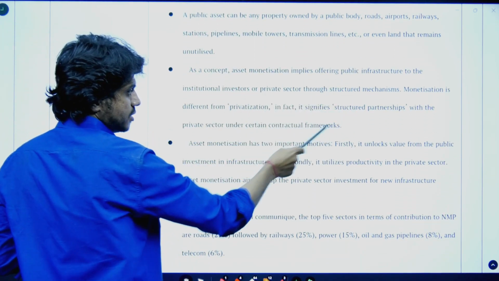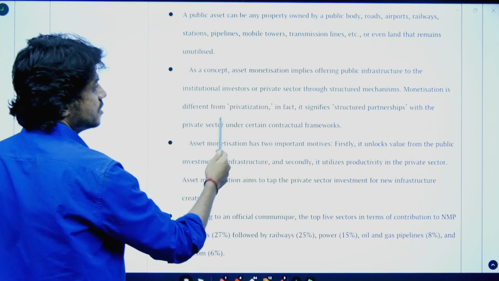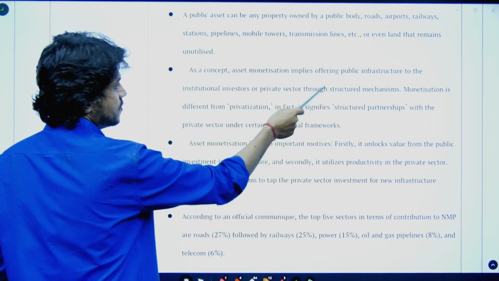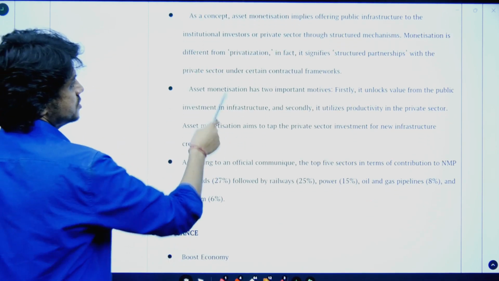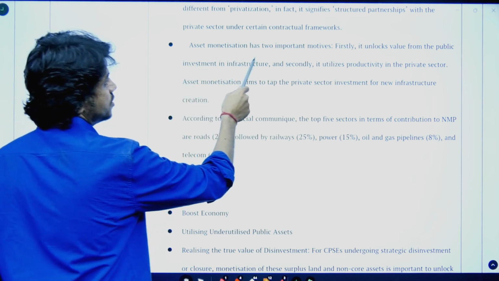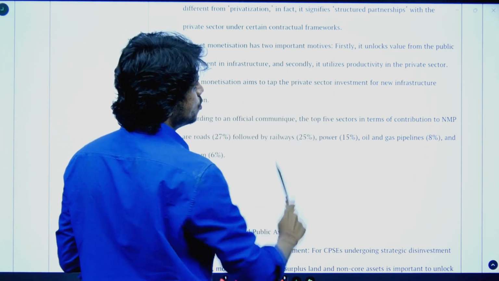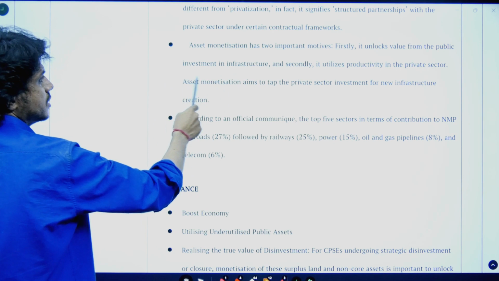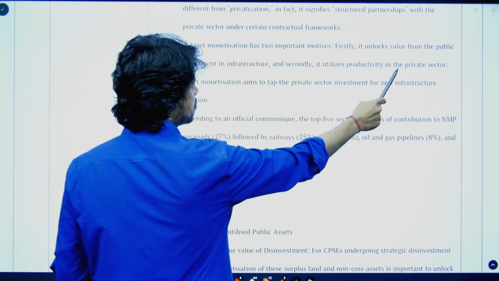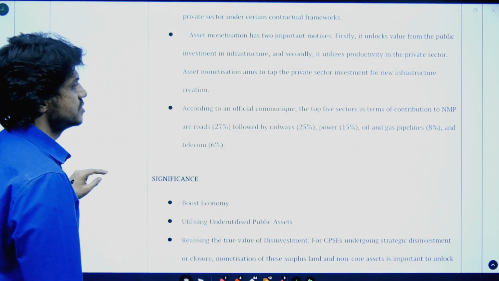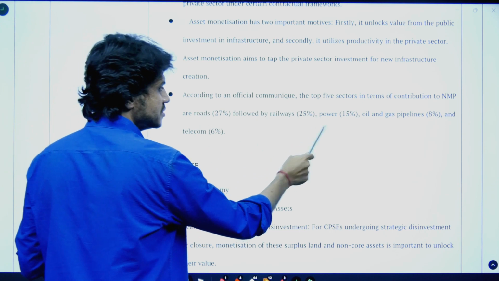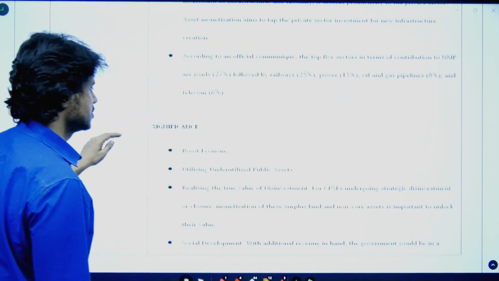The mode of raising the revenue is through institutional investors or the private sector. It's different from privatization. And then, like I have mentioned, there are two important motives. First, it unlocks value from the public investment, and second, it utilizes the productivity of the private sector. All these things we have discussed. So the majority of the focus will be on roadways, then railways. These are relevant for the prelims.